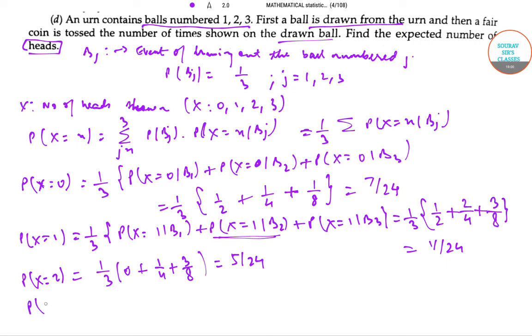Now probability x is equal to 3 is 1 by 3 into 0. Again, for ball number 2 also it is 0, because if you toss the coin twice, you can't get 3 heads, and it is 1 by 8 for the third ball, so it is 1 by 24.